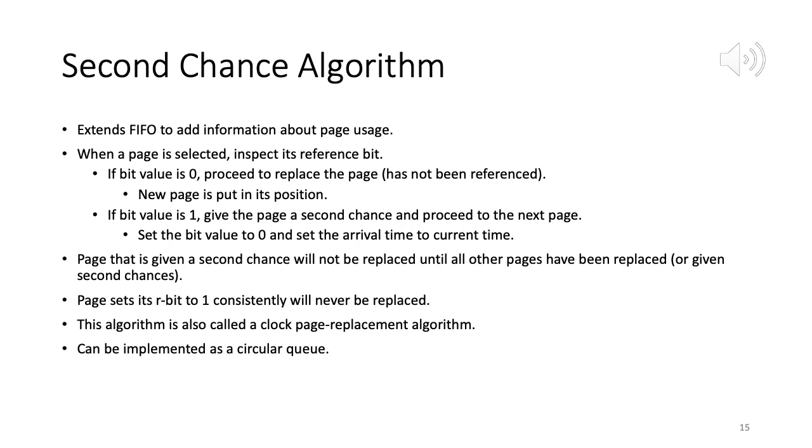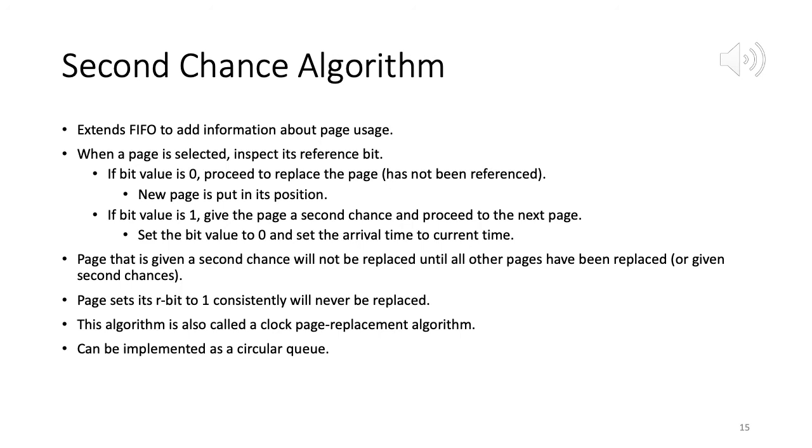Okay. So if the bit is 0, then we proceed to replace the page, because the reference bit is 0, it means it has not been accessed recently, depending on the time interval you have. And so we can evict that page and put the new page in its position. So that's the whole idea of page replacement.